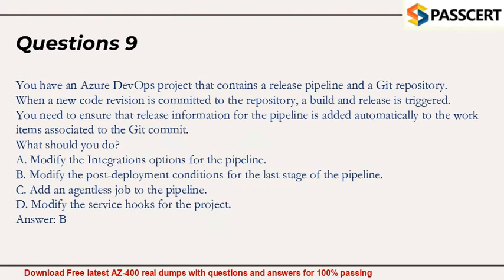Question 9. You have an Azure DevOps project that contains a release pipeline and a Git repository. When a new code revision is committed to the repository, a build and release is triggered. You need to ensure that release information for the pipeline is added automatically to the work items associated to the Git commit. What should you do? A. Modify the integrations options for the pipeline. B. Modify the post-deployment conditions for the last stage of the pipeline. C. Add an agentless job to the pipeline. D. Modify the service hooks for the project. Answer: B.